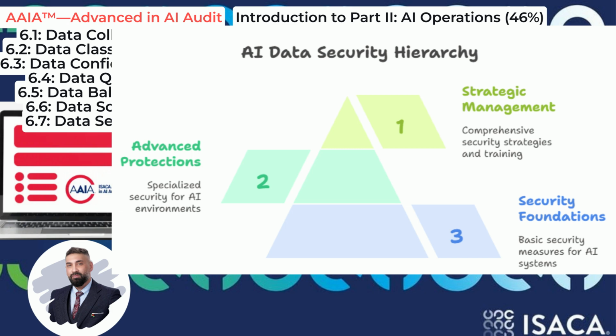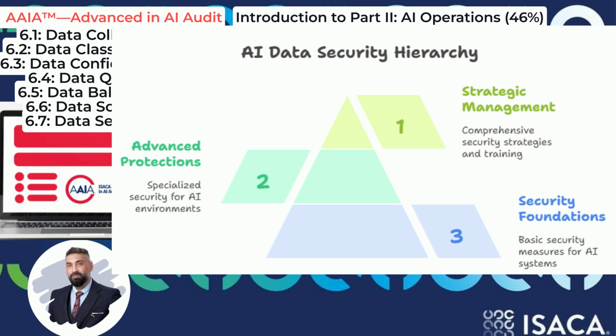Data minimization and de-identification. Only collect and retain necessary data and use anonymization or pseudonymization where feasible to reduce the impact of potential breaches. Regular security audits, vulnerability assessments, and penetration testing proactively identify and remediate security weaknesses. Comprehensive incident response plan. Have a well-tested plan to respond effectively to security incidents involving AI systems or data. Employee training and security awareness. Educate all personnel on AI security risks and best practices. Third-party and supply chain security management. Assess and manage the security risks associated with any third-party vendors or components used in AI systems.